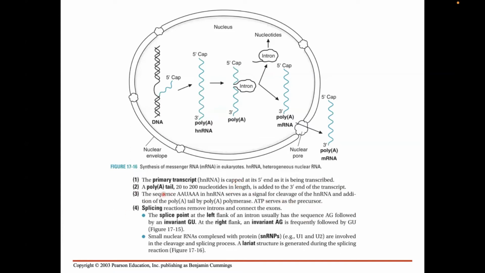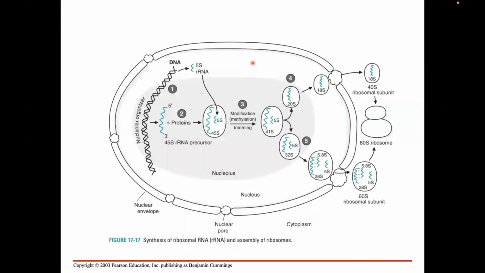So ano ba yung tinatawag nating splicing? Kasi na-mention to sa ating intron and exons. Splicing reactions remove the introns and connect the exons. The splice point at the left flank of an intron usually has a sequence AG followed by an invariant GU, and at the right flank, an invariant AG is frequently followed by GU, as can be seen from our illustration.